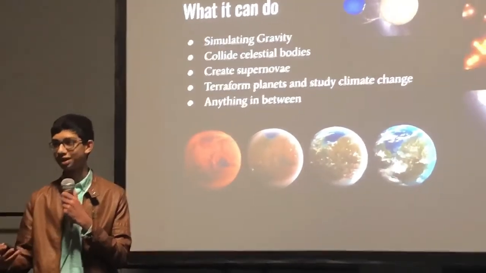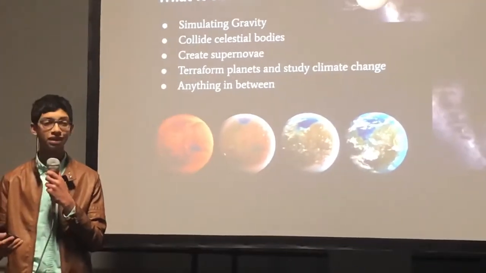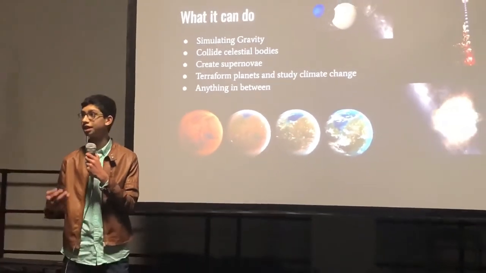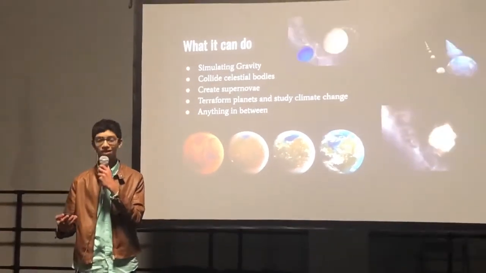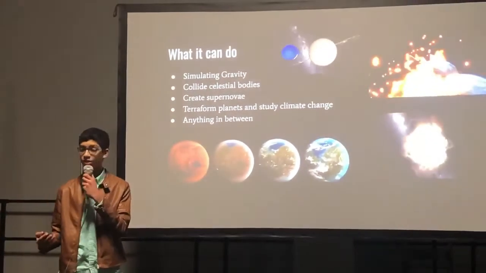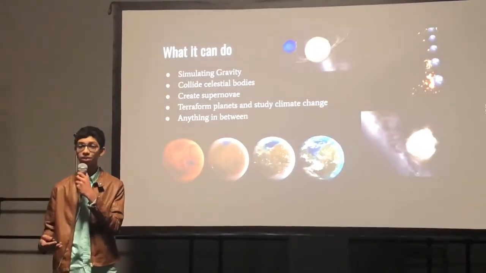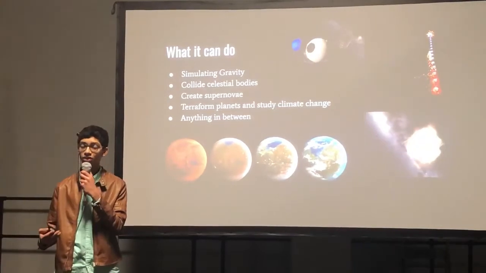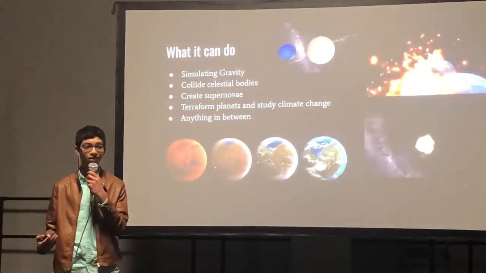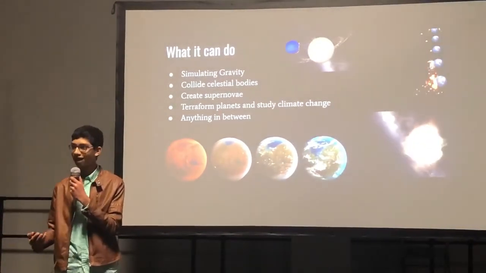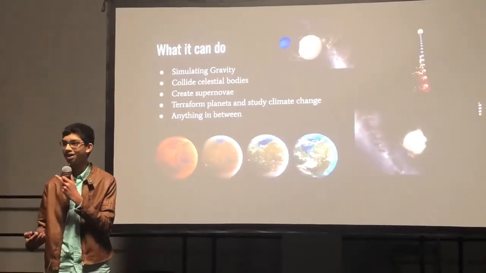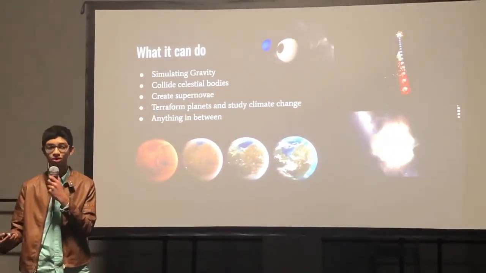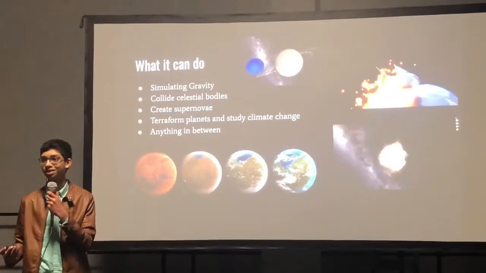Some of the things that it can do are, at its most basic, it simulates gravity. It simulates collisions between different objects, collisions between celestial bodies. You can create supernovae in the middle of our solar system, supernovae anywhere. You can try and terraform planets and see what Mars would look like if you added a few 100 million tons of water to it. And you could do anything else in between.